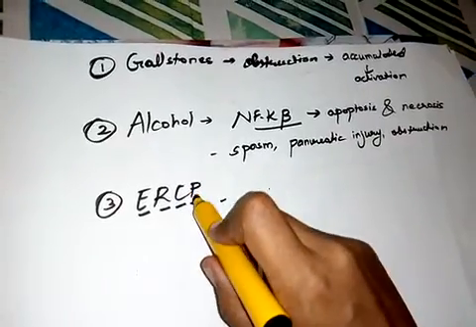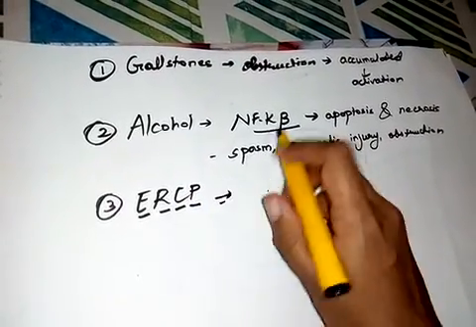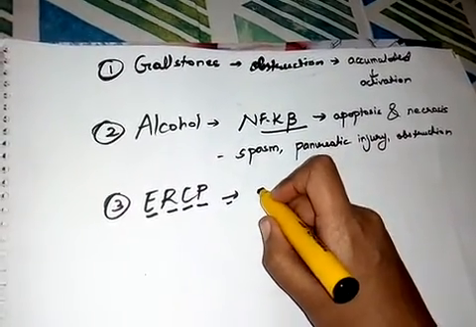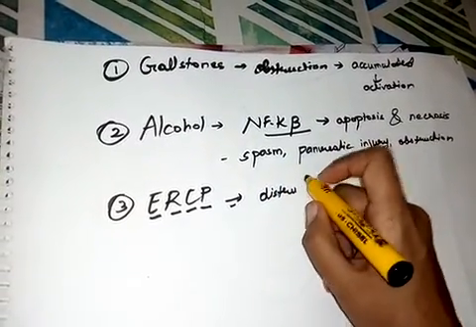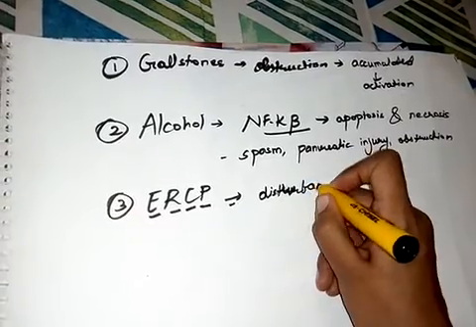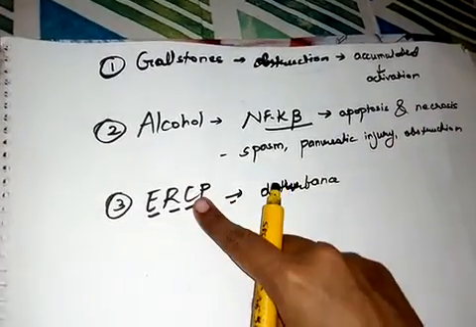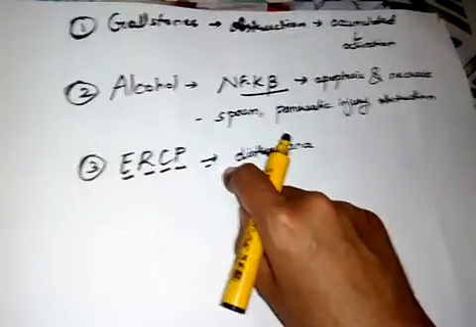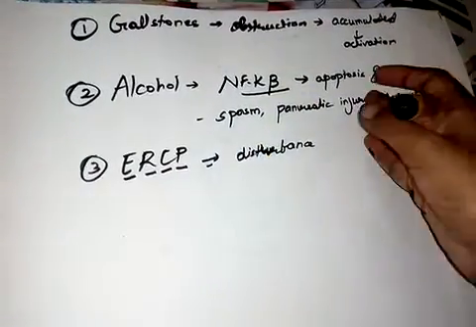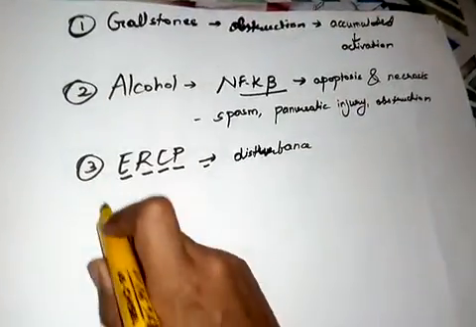So what happens is this ERCP, as it goes close to the ampulla of Vater, it causes disturbance and destruction of the pancreas. Either it may be injury to the pancreatic parenchyma, or it may be injury to the sphincter of Oddi, which can cause again apoptosis, necrosis and inflammation.